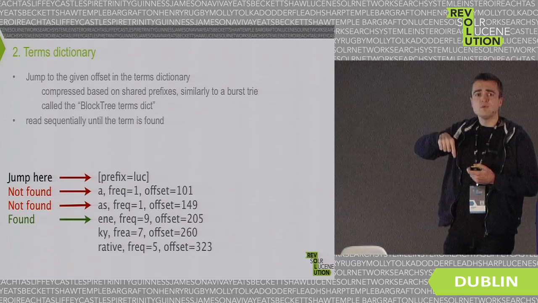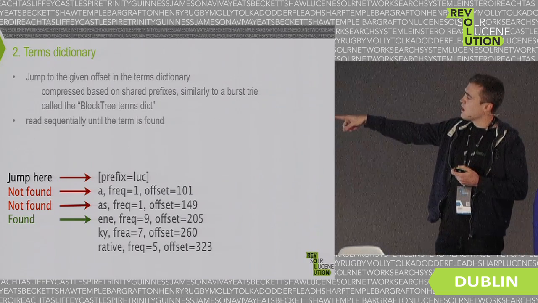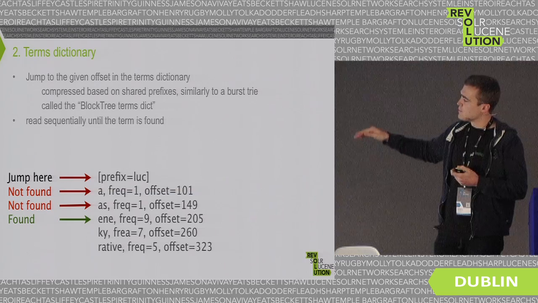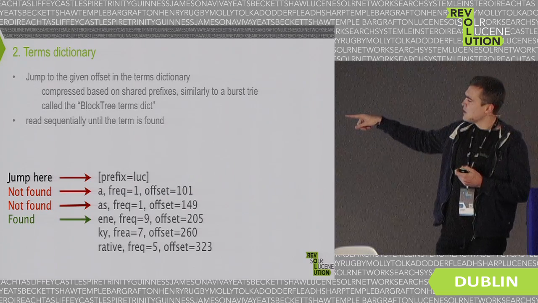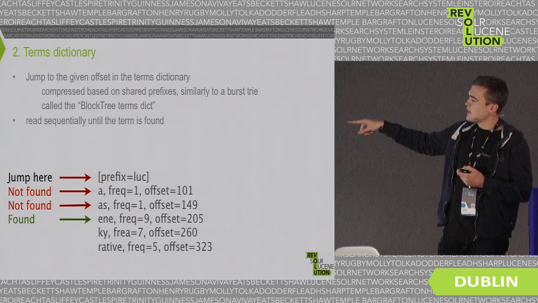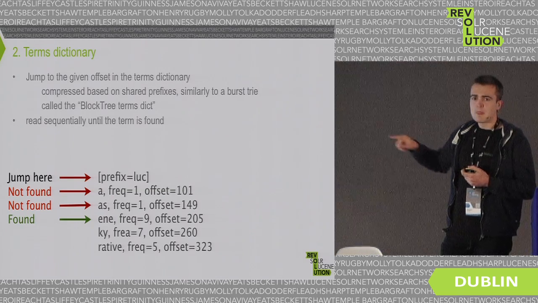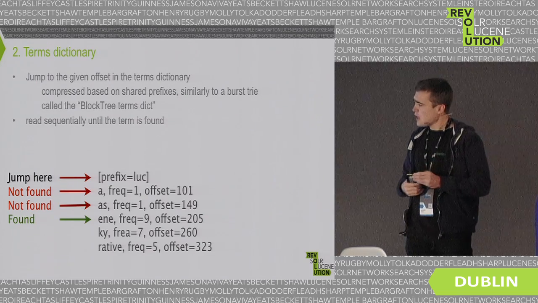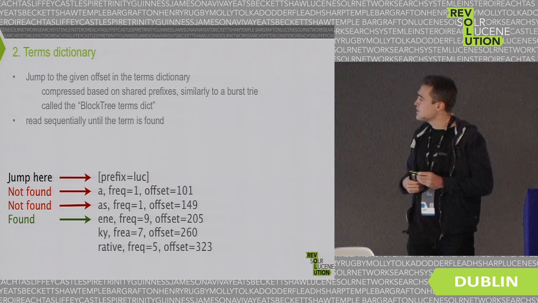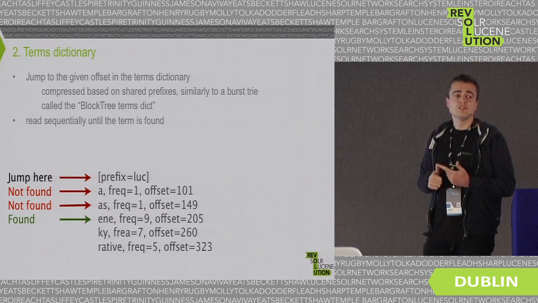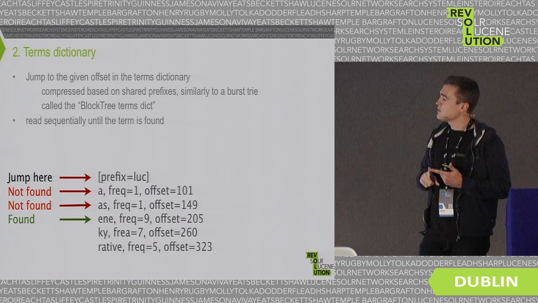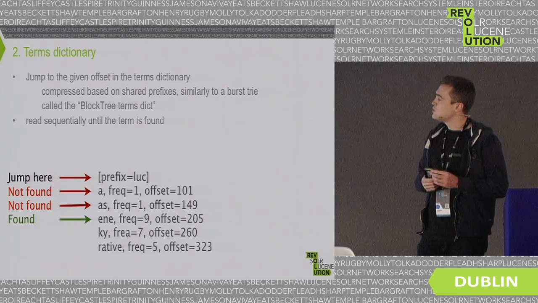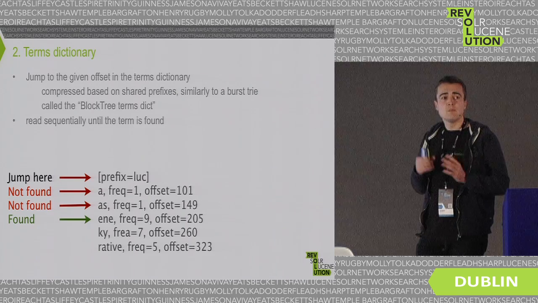Based on the offset we found in the terms index, we jumped to this block whose prefix is Luc, and we are going to go through every term. First Luca, it doesn't match Lucene, we are not interested. Let's go to the next one. Lucas, we are not interested either. Then Lucene, perfect. It is the term we were looking for. We can stop enumerating the terms of the terms dictionary. We just found that Lucene is actually contained in the terms dictionary. It has a frequency equal to 9, and it's stored at offset 205 in the posting list file.